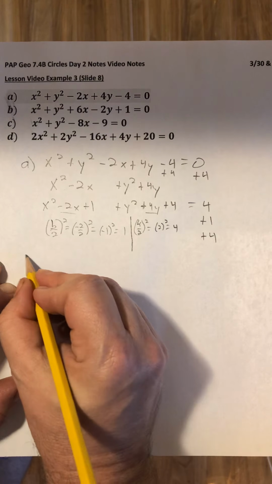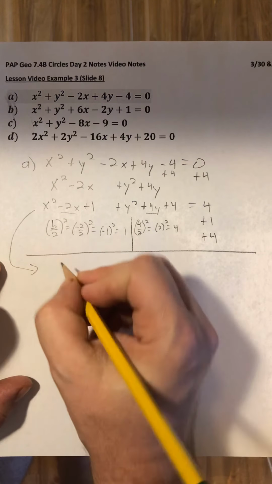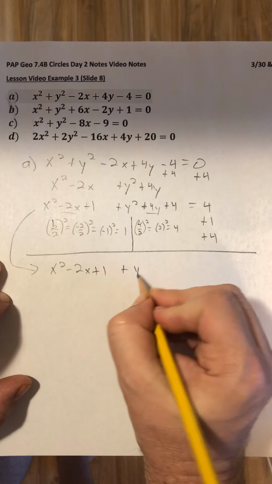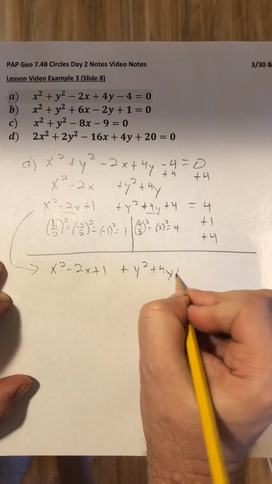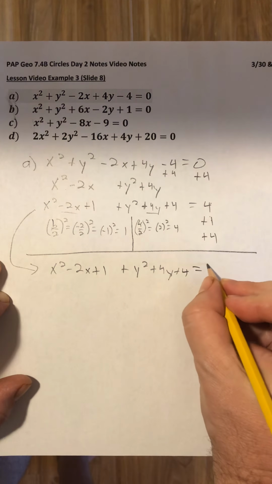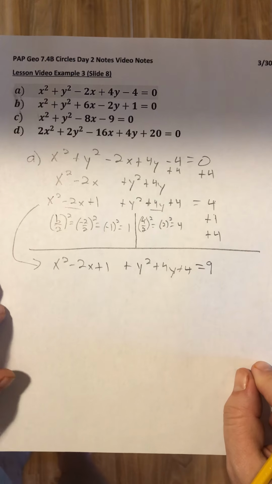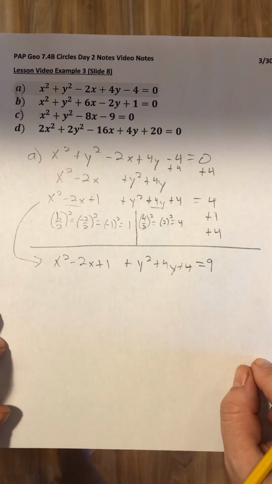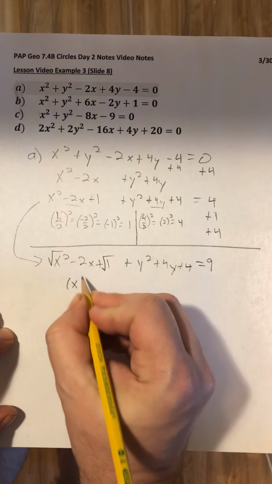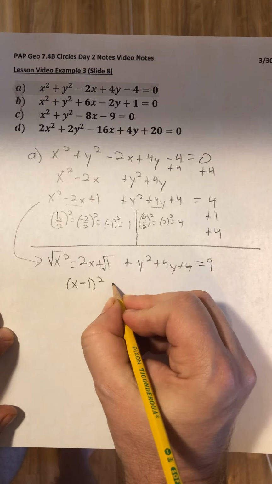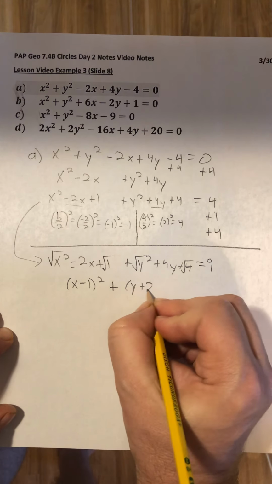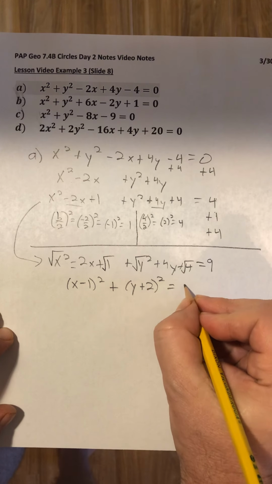Okay, guys? So I'm going to bring all this down here to give me x squared minus 2x plus 1 on this side, and then plus y squared plus 4y plus 4. And then if I add all this together, 4 plus 1 plus 4, that's going to give me 9. Okay? So to finish writing this in center radius form, I need to factor this perfect square trinomial as x minus 1 squared. And then I need to factor this perfect square trinomial as y plus 2 squared. And then I'm going to set that equal to 9.